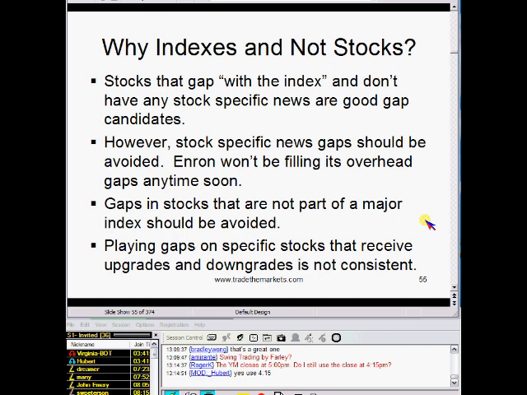What happens with an index is that indexes are made up of a bunch of different components. So if some news makes the index gap higher, let's say the Dow gaps up 40 points, that doesn't mean every Dow stock is going to gap up 40 points. Some stocks are going to be negatively affected by any news. So the Dow will open, and the fact that some of those Dow stocks are going to fill their gap, and some are already negative, basically sets up the entire index to fill its gap.